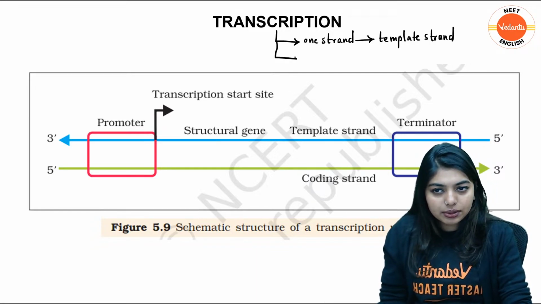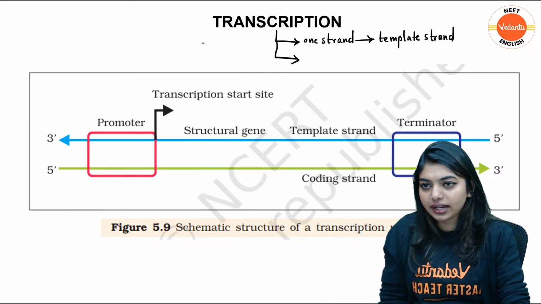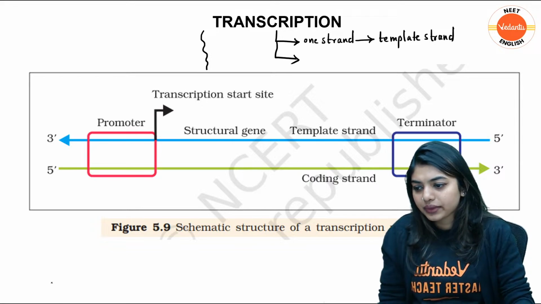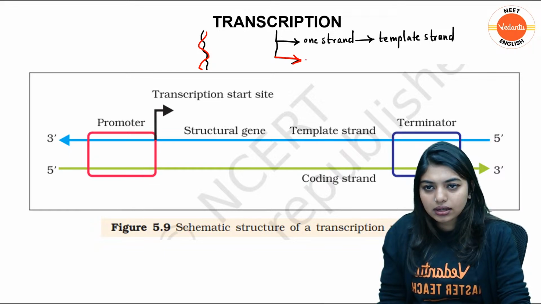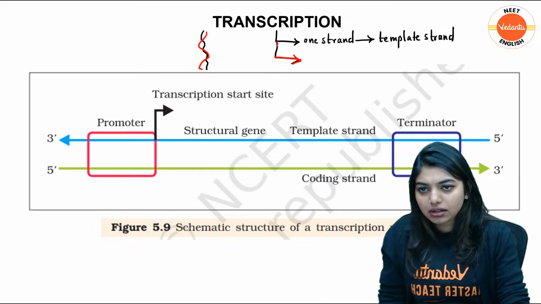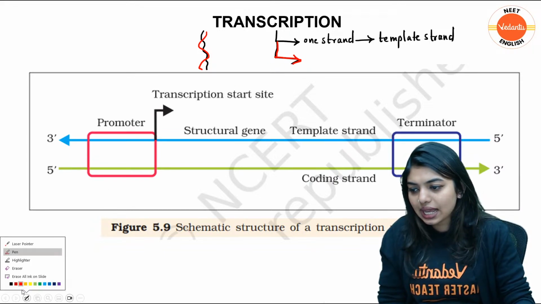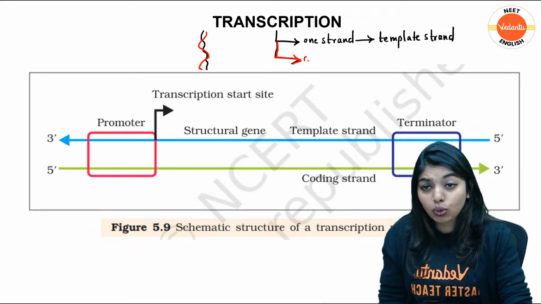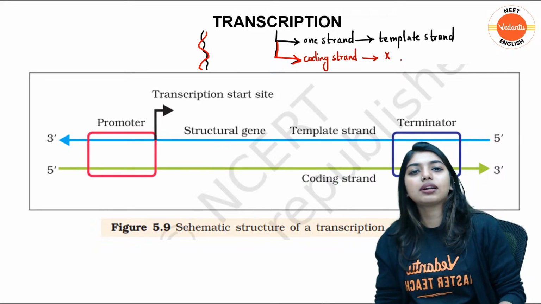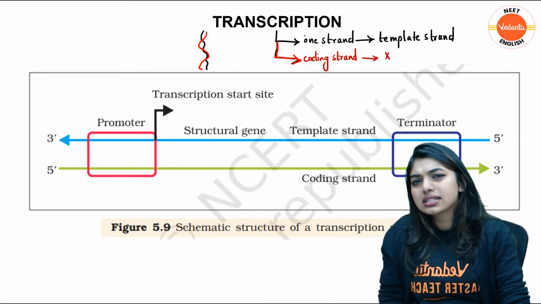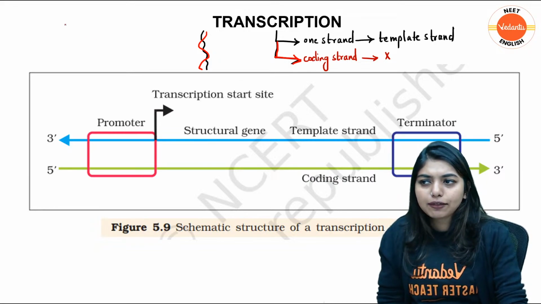And one more strand, we all know DNA is two strands, right? So one strand, and let's say red, one more strand. This one more strand, which we are not going to bother about, is actually the complement or coding strand. Sorry, it is the coding strand, which will not take part in the transcription. You'll be like, ma'am, why?